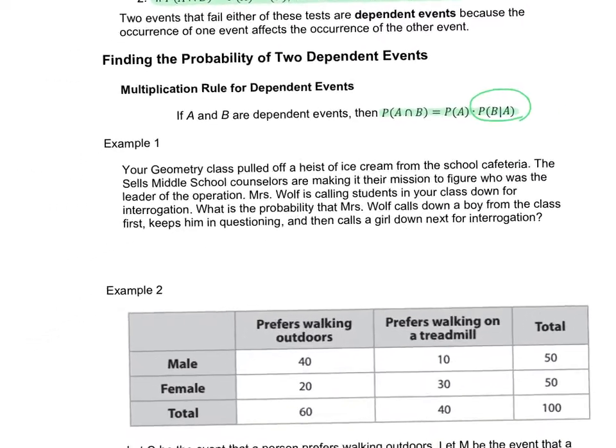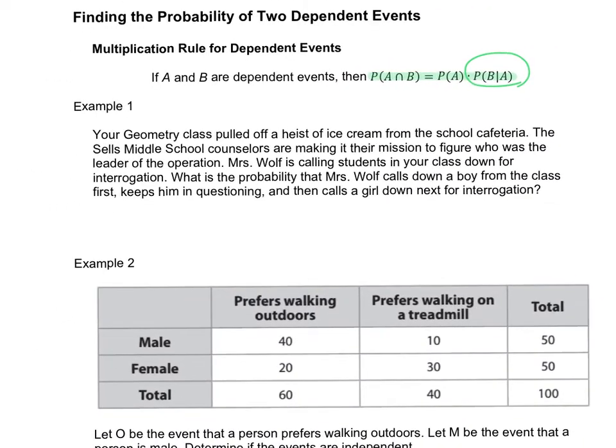Let's look at an example of how this could play out. We have our geometry class here. There's an ice cream heist of sorts, and there's an interrogation that results. We want to know what the probability is that Mrs. Wolf calls down a boy from the class first, keeps him in questioning, and then calls down a girl next for interrogation. So there's a boy coming out of the class first, the boy stays, and then a girl comes out. I just looked at my first period roster, and I have 7 girls and 12 boys in that class, so let's just use those numbers.